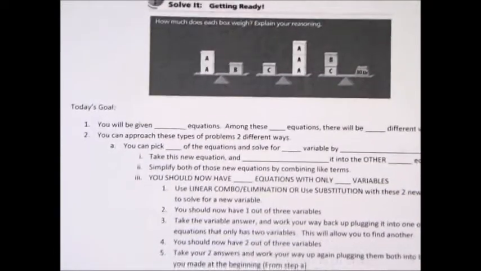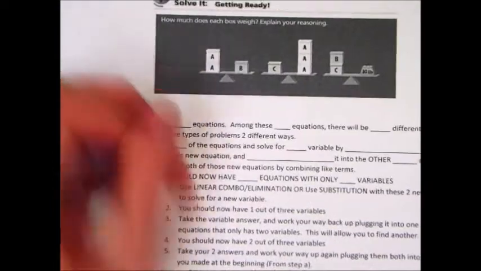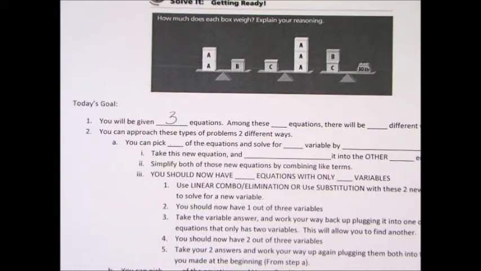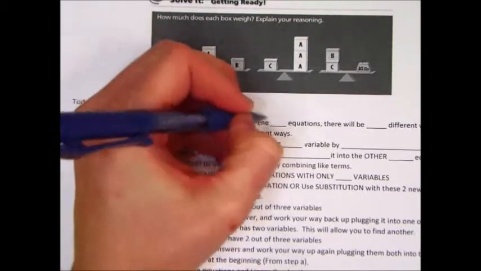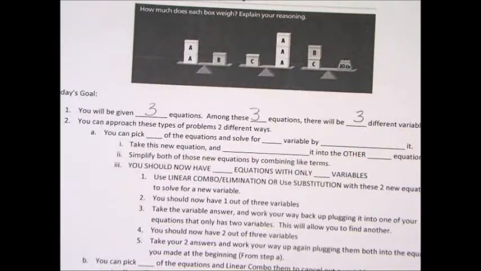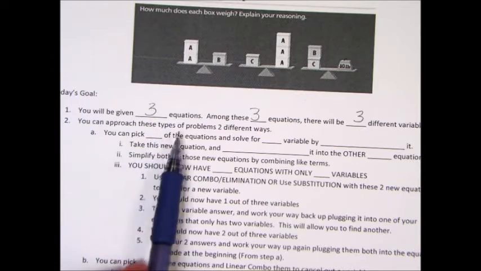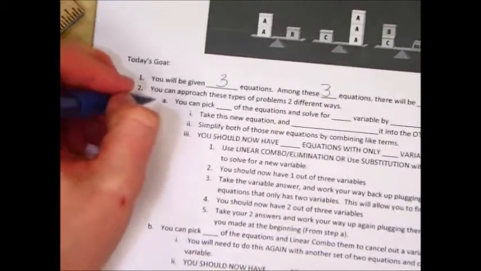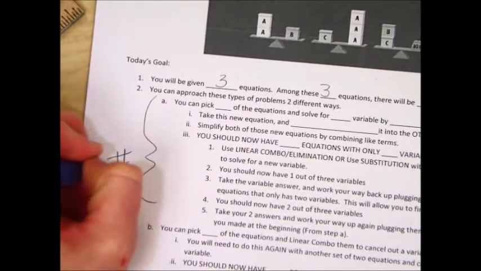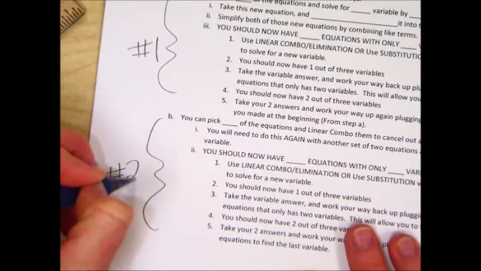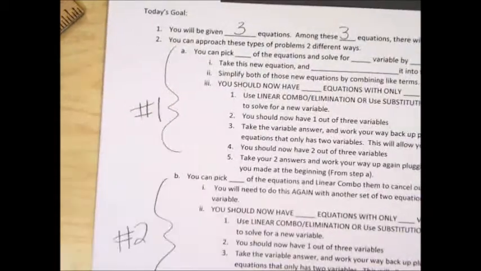All right, today you'll be given three equations. Among these three equations, there will be three different variables. Three, three, and three, right? Three variables, three equations. You need them. You can approach these types of problems in two different ways. This is way number 1, and this area down here is way number 2. I have found that most students prefer way number 1.